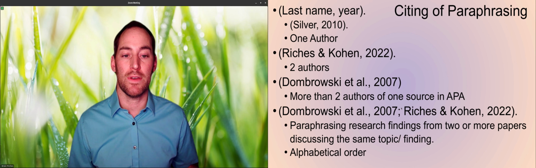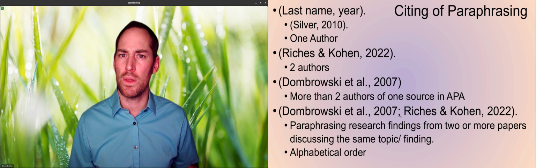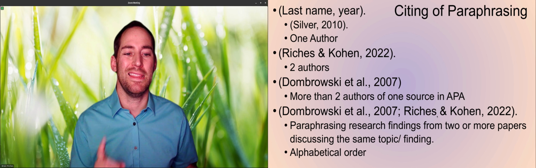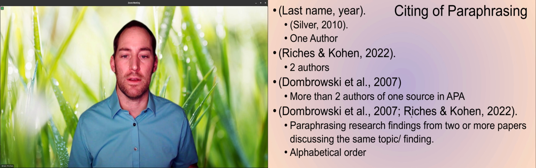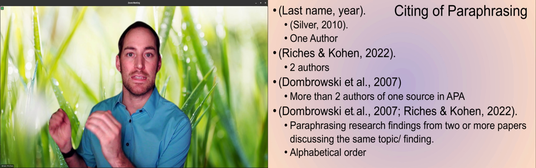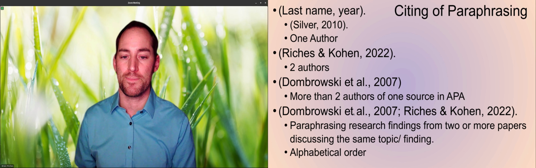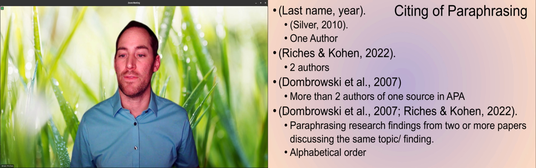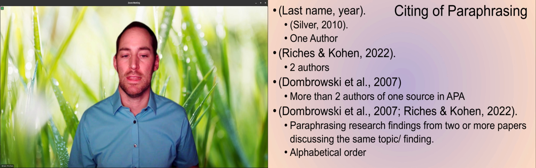So Dombrowski et al., 2007, semicolon. I always forget if this is a semicolon or a colon. I'm pretty sure it's a semicolon. Then the Riches and Cohen right here. So both of them gave me the ideas for this specific sentence, even though I'm not directly quoting them. So make sure when you do this, it's alphabetical. So if there was someone with an A as their last name, that would be first, obviously, that kind of thing.